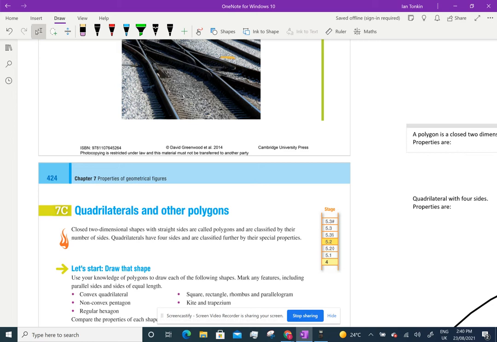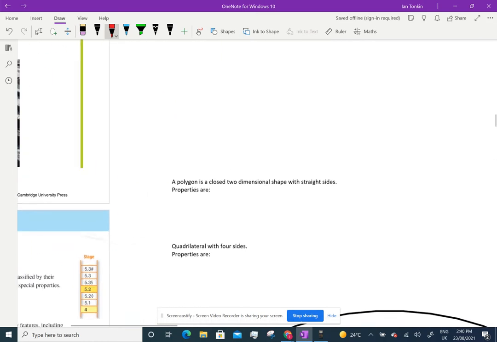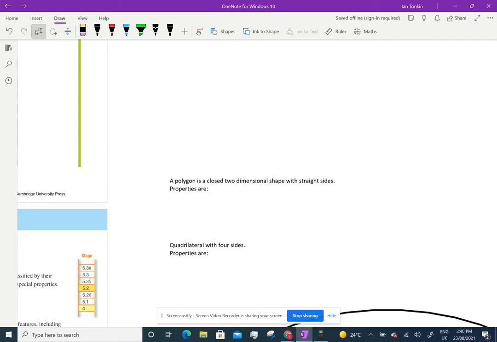So, the first thing we need is our definition of what a polygon is. So, here we get a lovely definition: closed, two dimensional shapes with straight sides are called polygons. And that's our first definition over here. A polygon is a closed two dimensional shape with straight sides, and that is where you leave it. However, we want to write in some of the properties. Now, what are the properties of a polygon? Well, all polygons are different.